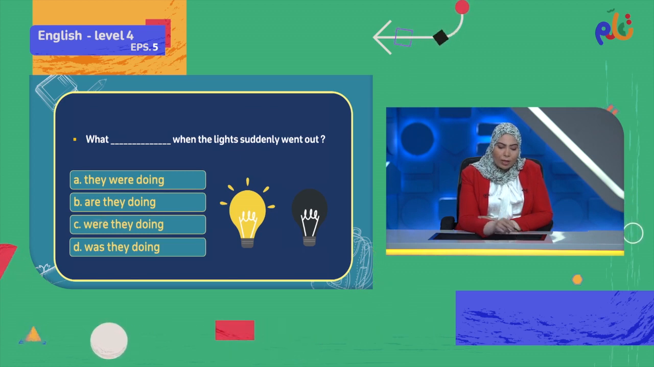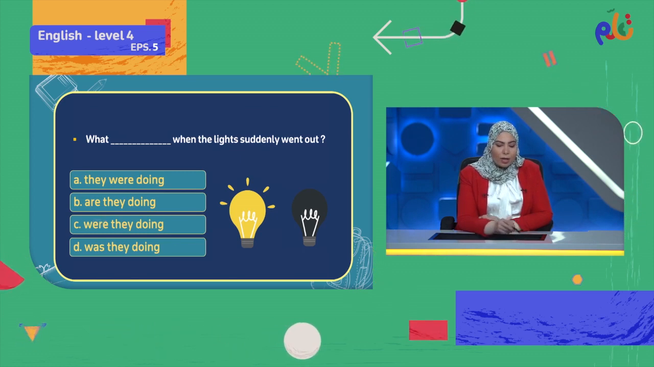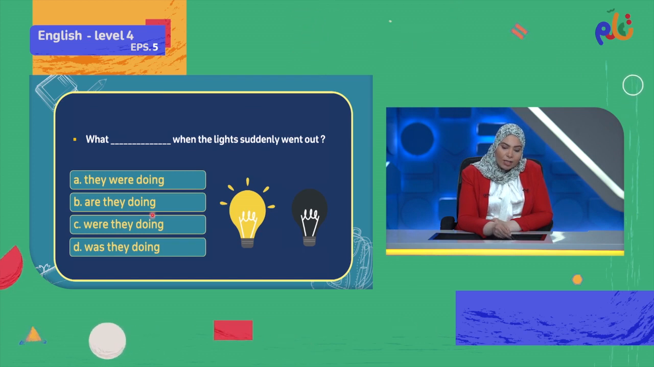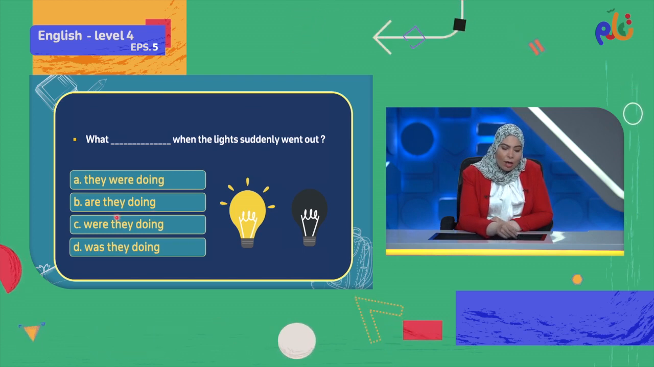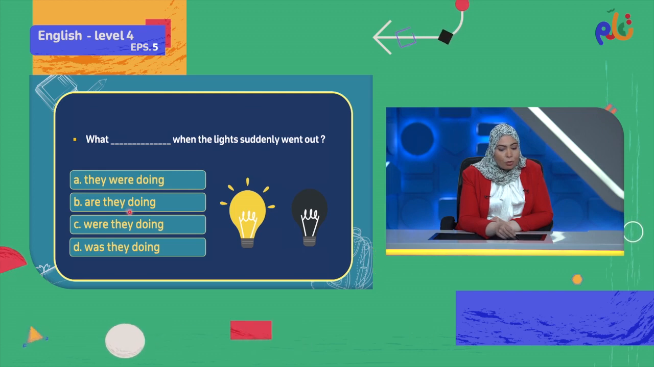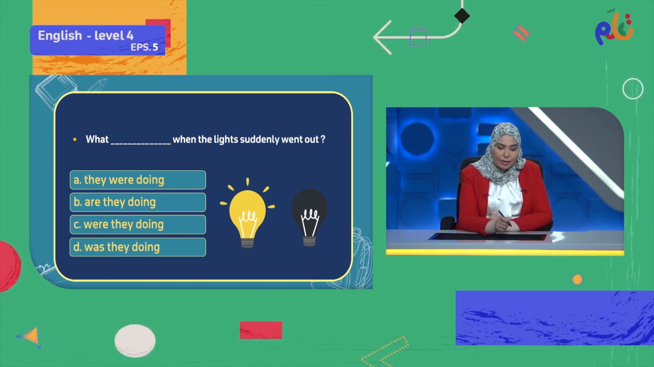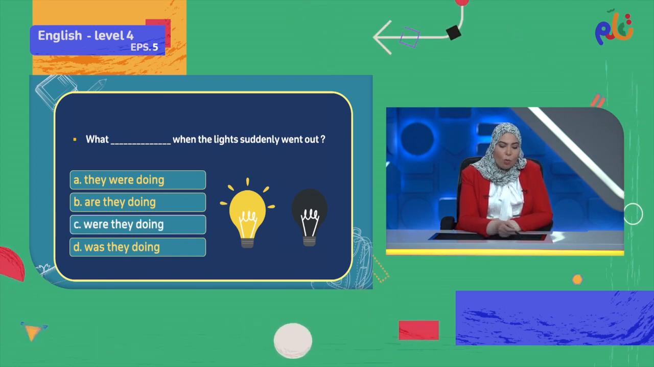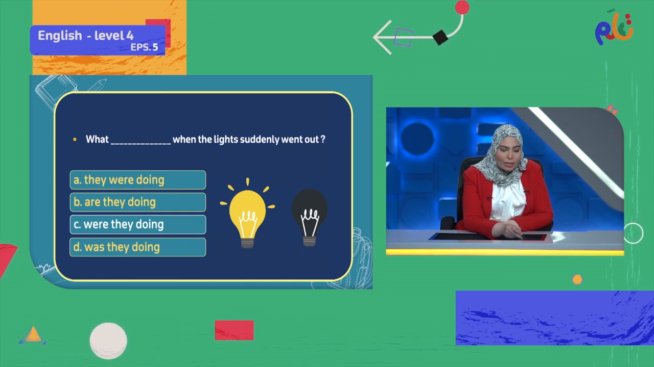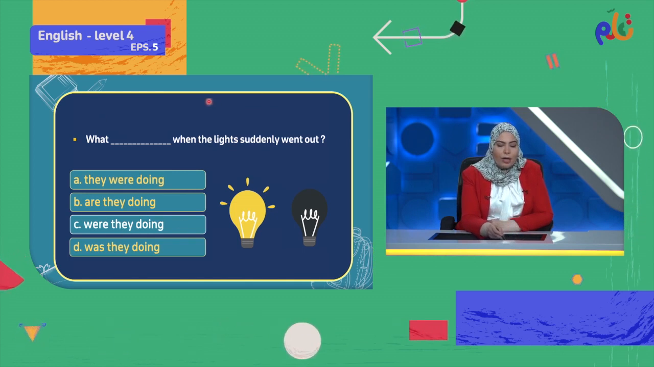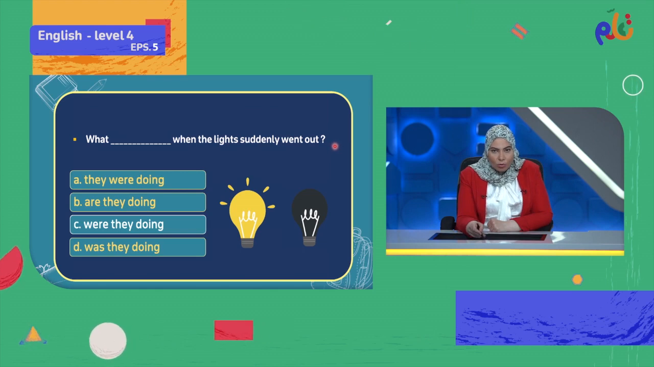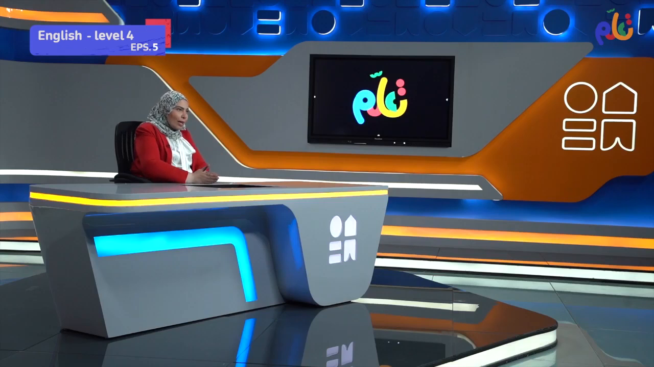Were they doing or was they doing? So these two options, we're talking about was and were. If we're talking about they, was will not work because we can't say was and they together. This is not correct. So the correct option is were. So what were they doing when the lights went out? So what was the action that took time and that was stopped when the lights went out.